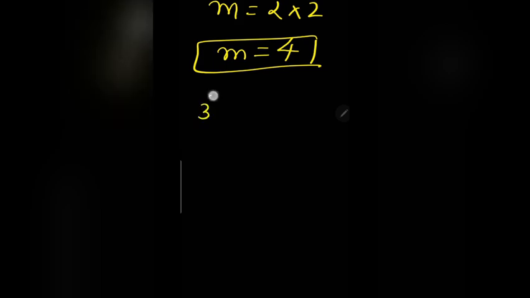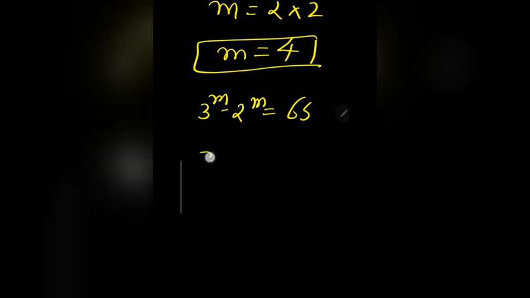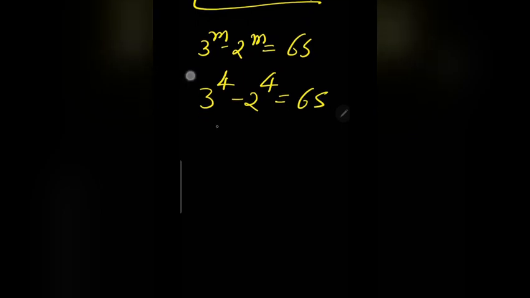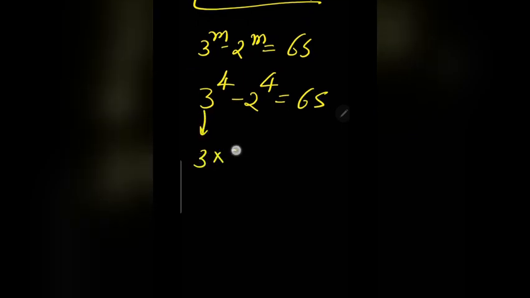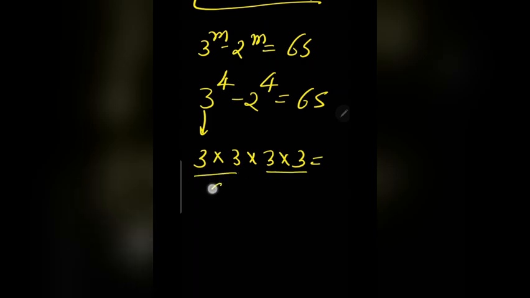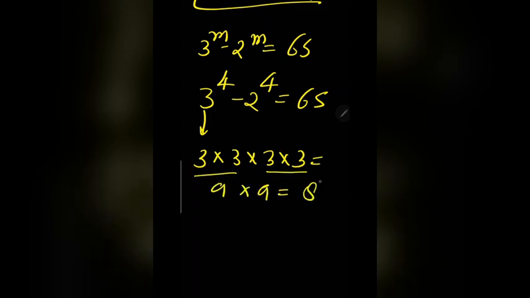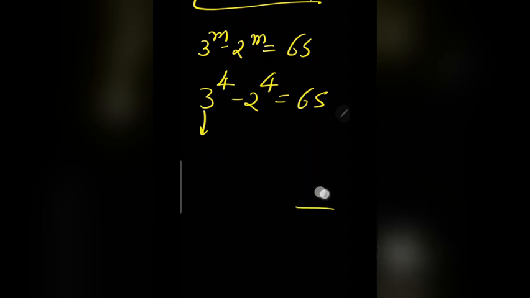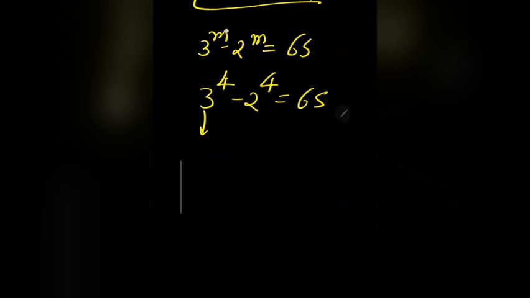As per the question, we have 3 raised to m minus 2 raised to m equal to 65. Put m as 4: 3 raised to 4 minus 2 raised to 4 equals 65. 3 raised to 4 means 3 times 3 times 3 times 3. 3 times 3 is 9, and 9 multiplied by 9 is 81. So the value of 3 raised to 4 is 81.